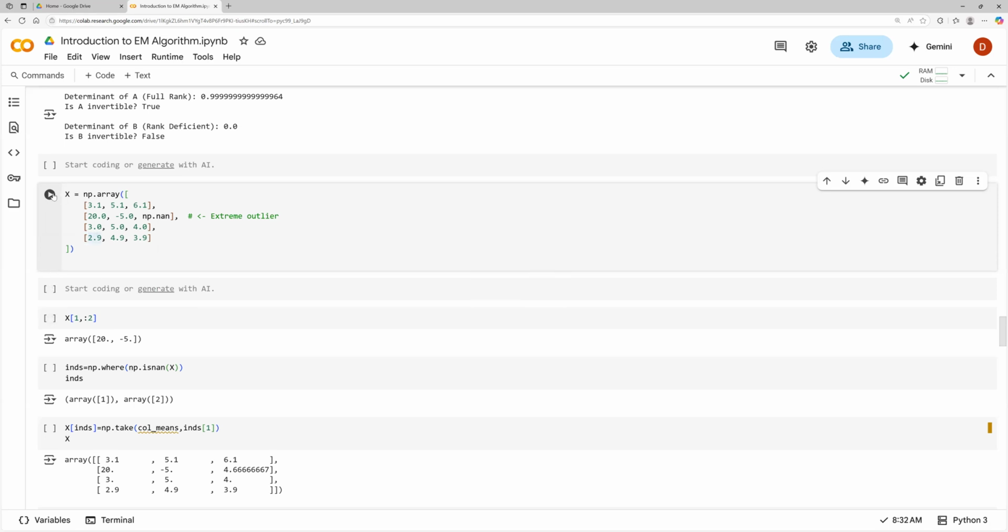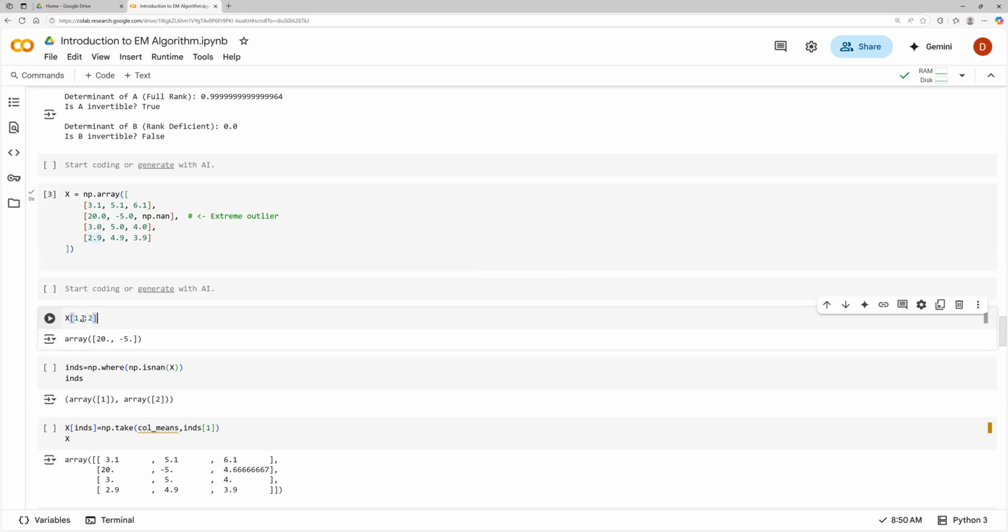Okay, so this is new here. So let me just, here it's 1 and then to 2. 20, negative 5. Okay. So we're taking row 1 and then 0, 1. Okay, this 2 is not, we're not taking 2, we're taking the ones that are observed.